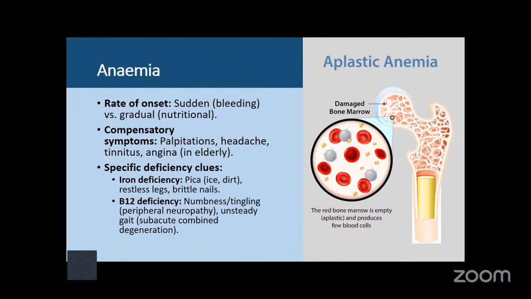With compensatory changes, the patient can present with palpitations, headaches, tinnitus, and angina. So they will present with signs of cardiovascular dysfunction, and in your HPI you also want to assess the cardiovascular system. In iron deficiency, rule out indicators such as pica and restless legs. In B12 deficiency, you have neurologic symptoms such as numbness, tingling, and unsteady gait.